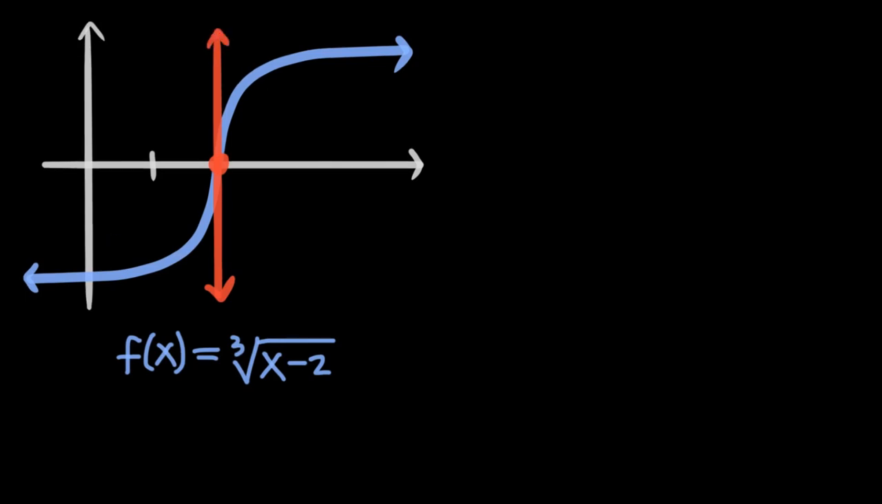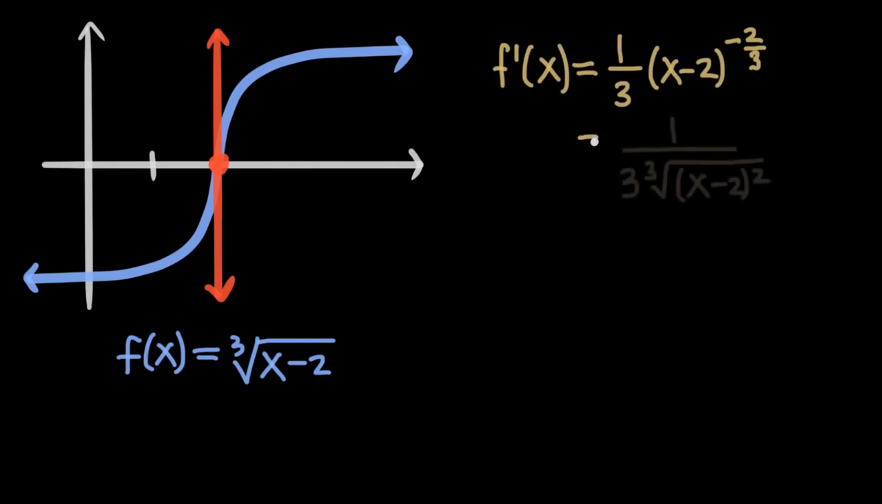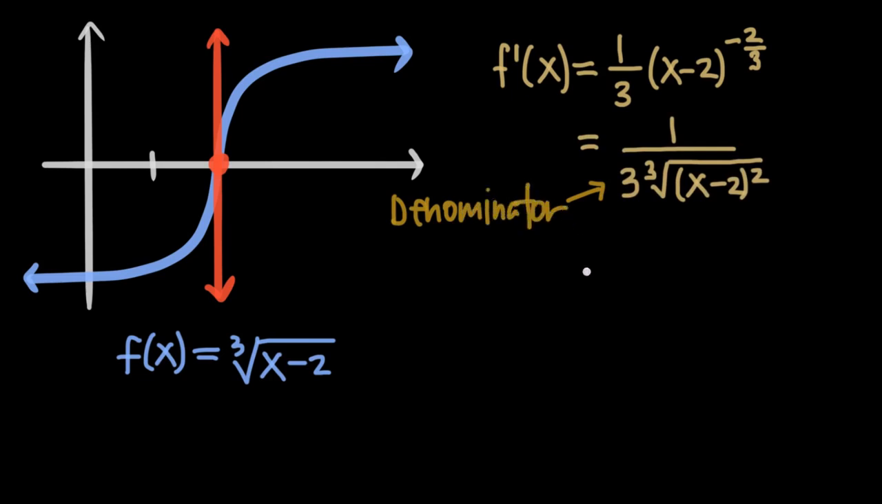An infinitely steep slope means that the derivative along this line is undefined. So to find out exactly what this line is, we need to see where the derivative of f of x is undefined. We know that any function is undefined where its denominator is equal to 0, so we can simply set the denominator of the derivative equal to 0 and solve for x.